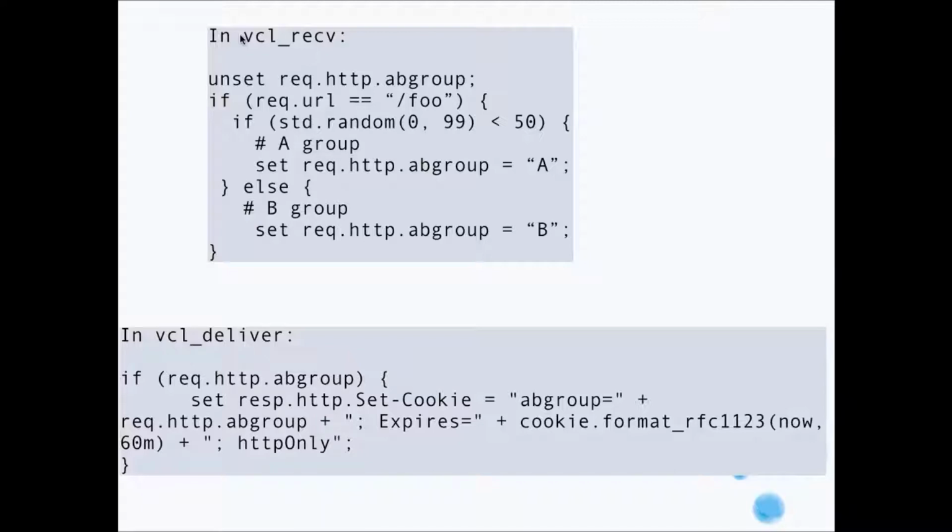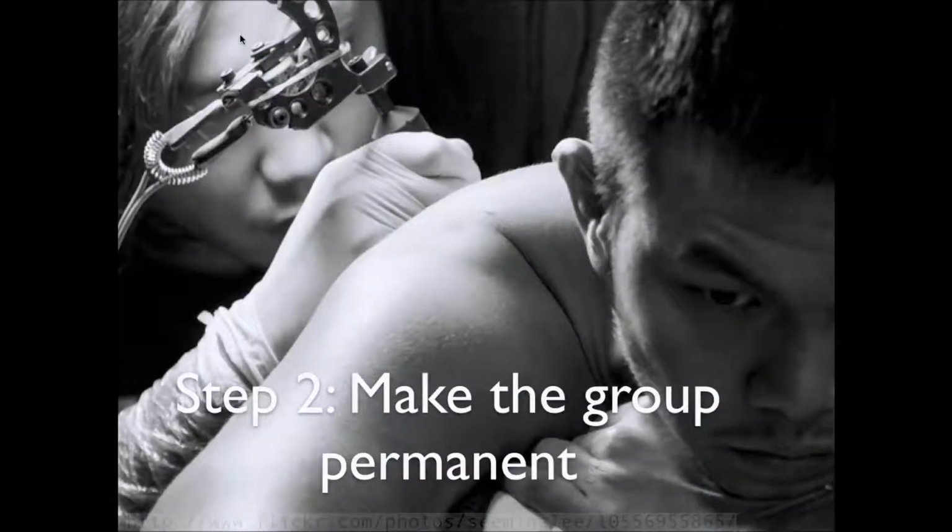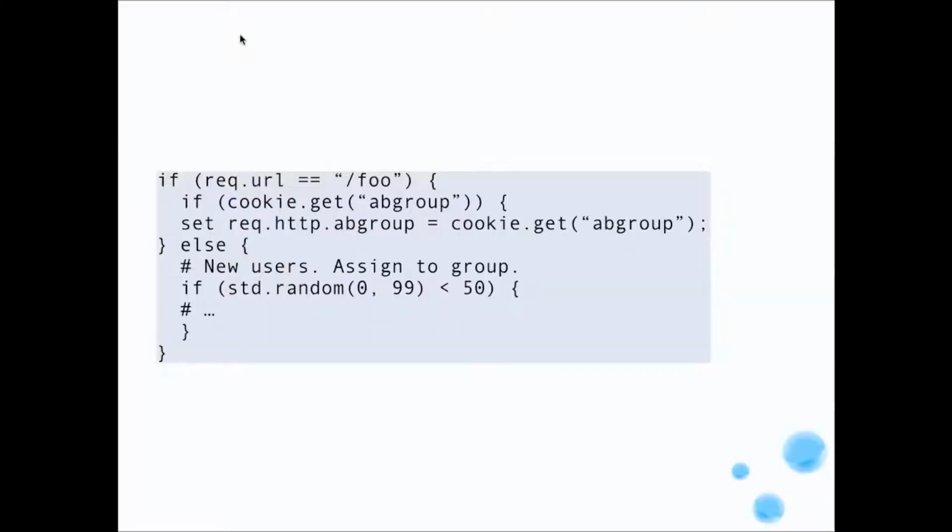So now we've set the cookie. We assign the user to an A or B group, and we set that in a cookie. The next thing to do is to make that group stick, because next time the user comes back a couple of seconds later, we need to recognize that the user belongs to A or B if he has that cookie. So again, quite simple VCL. We check if the URL is /foo, and then again, this is the cookie vmod here. If cookie.get AB-group.